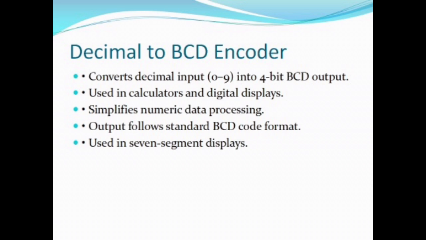Then the decimal to BCD encoder. Decimal, as we already know, is 0 to 9, and it is converted into binary coded data. That is, the output will be binary coded data. It is mainly used in calculators, digital displays and counters, such as 7 segment displays. It helps systems display numeric values very easily.